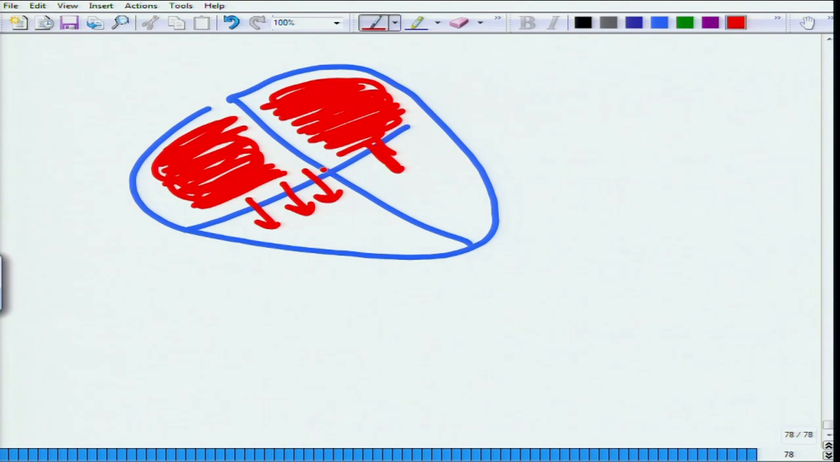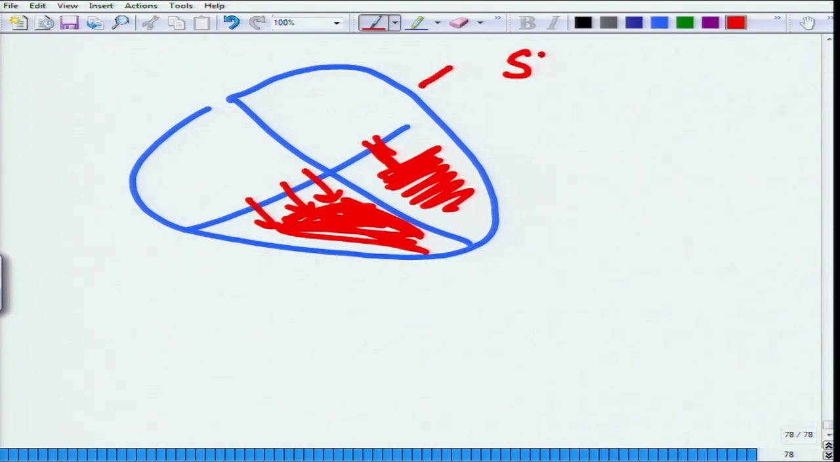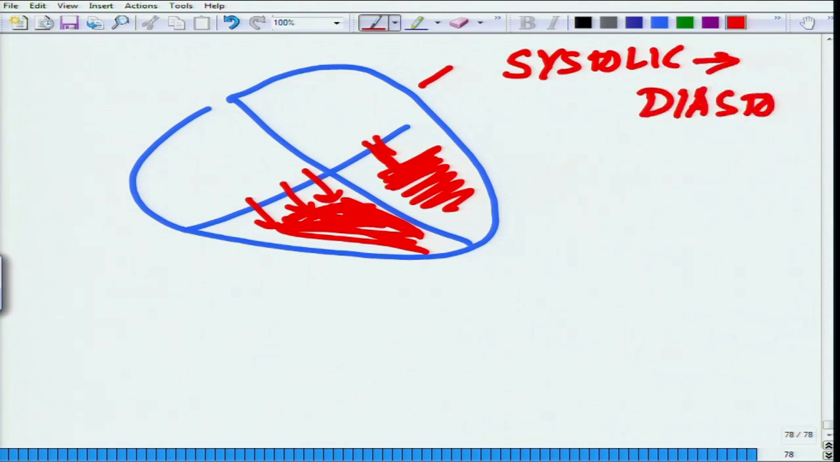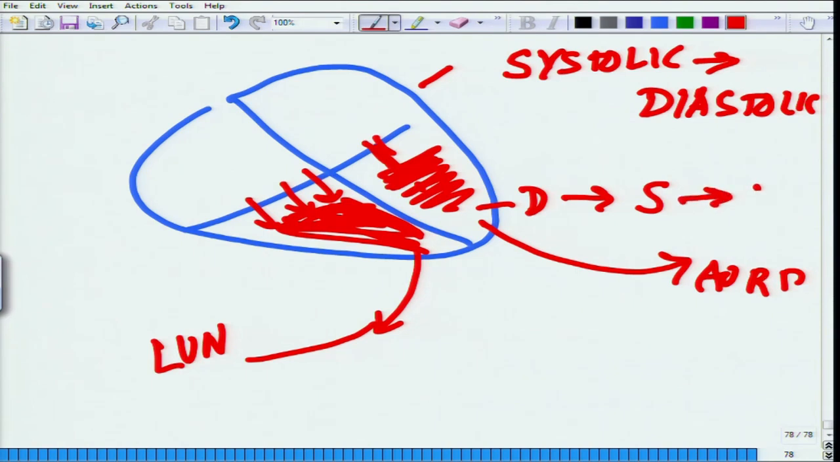Then from here the blood starts moving to this chamber. When it moves here, the blood is slowly getting depleted here and the blood is filled in this zone. Initially this was in systolic phase, then it moves to the relaxed phase, which is the diastolic phase. Whereas this one, which was initially in a diastolic phase, moves to the systolic phase, and when it throws the blood out, this goes to the lungs, assuming this is the right side, and this one goes to the aorta. Then this enters again a diastolic phase.